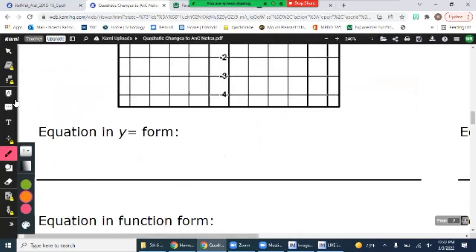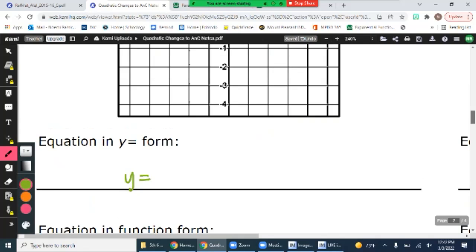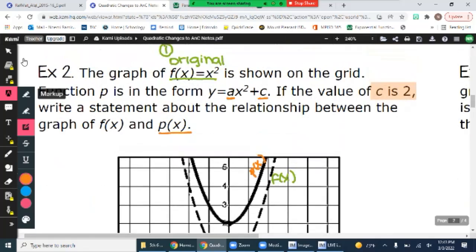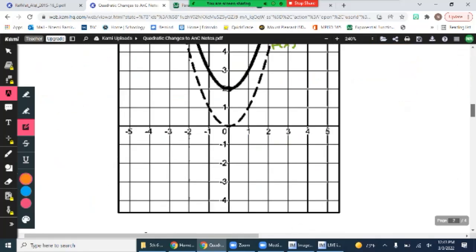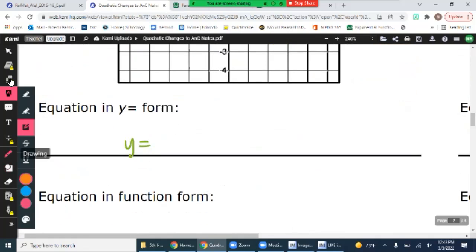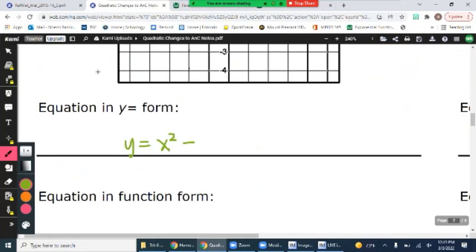All right, in y equals form, what number or what value did they give us to change? And what variable is that? So I'm going to go ahead and highlight c. This is the only number I'm changing. They didn't give me a value for a, so that means I'm not going to put anything in front. So we're going to have y equals x squared, and if it's a positive 2, plus 2. x squared plus 2. And that is the new equation.